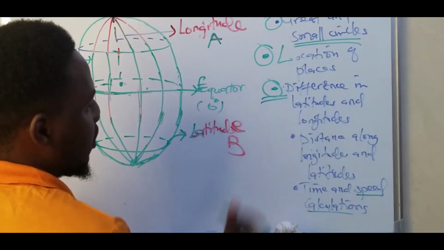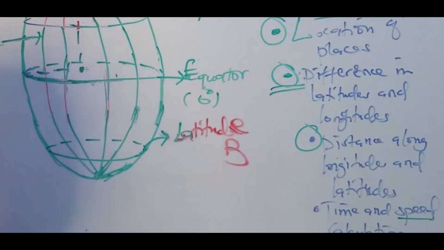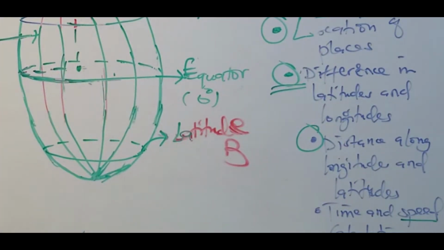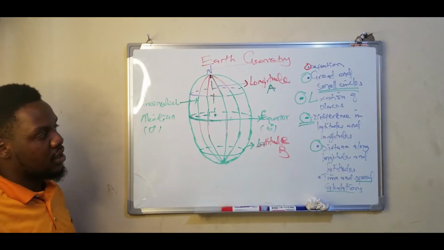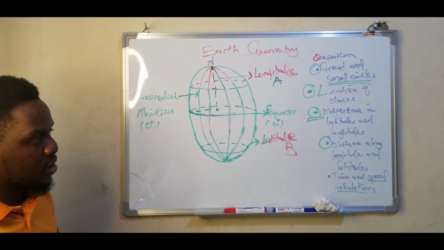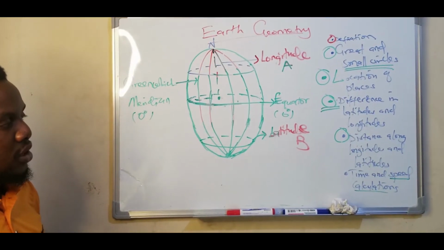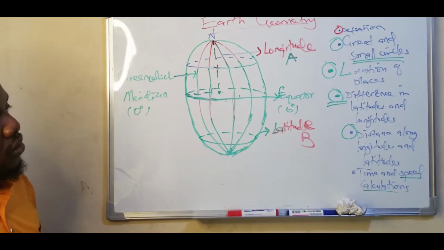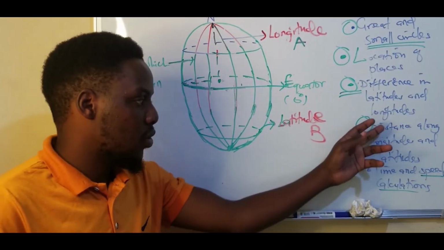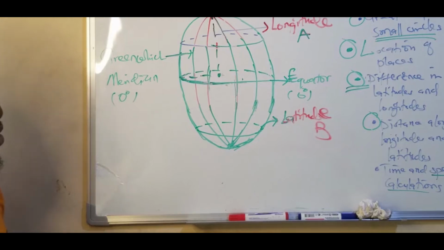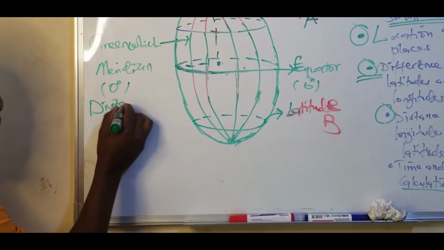Okay, so now that we're done with the difference in latitudes and longitudes, I want to go to distance along longitudes and latitudes. So we'll start by first going back to what we had already said about great circles and small circles, because this is going to apply when we are calculating the distance along longitudes and latitudes. The other thing that I'm going to emphasize is the difference in latitudes and longitudes, because we also need it when calculating the distance along longitudes and latitudes. So we'll start with the distance in longitudes.